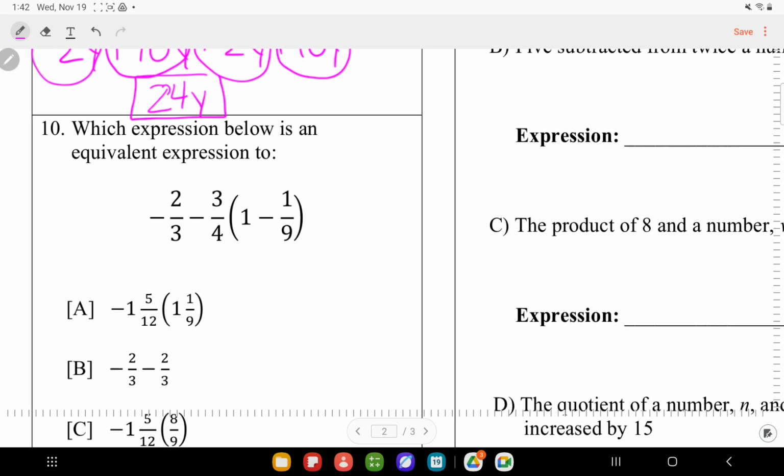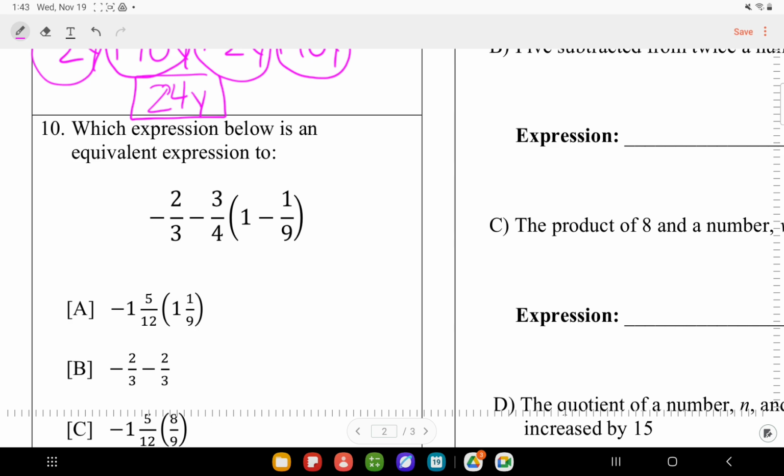Which expression below is an equivalent expression to the following? This one just has a lot of button pushing, and if you look at the original question, there are no variables in it, no letters, so we can plug this right into our calculator. Just don't forget how to put in a fraction or a mixed number, because that's when this could get a little weird for you. Remember using that ABC button in between every break.